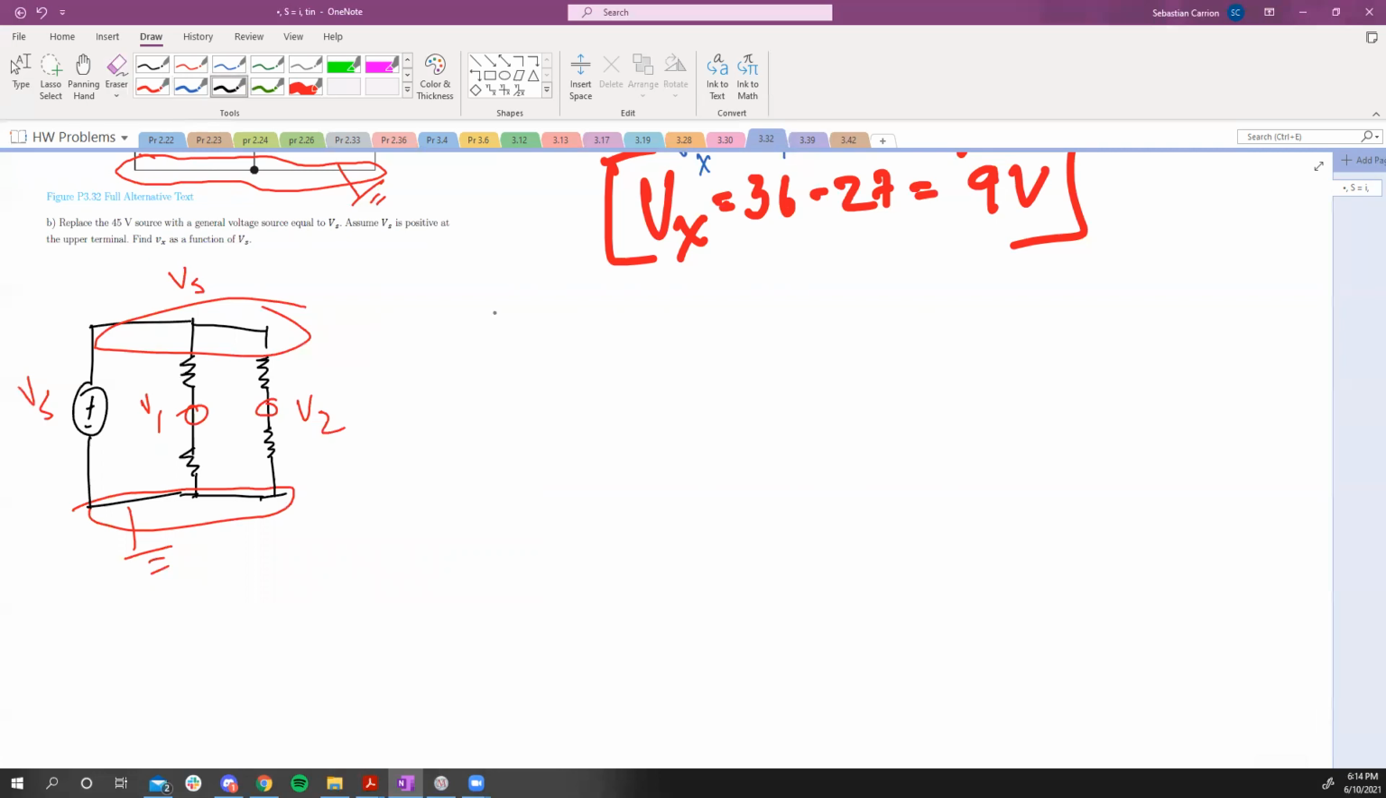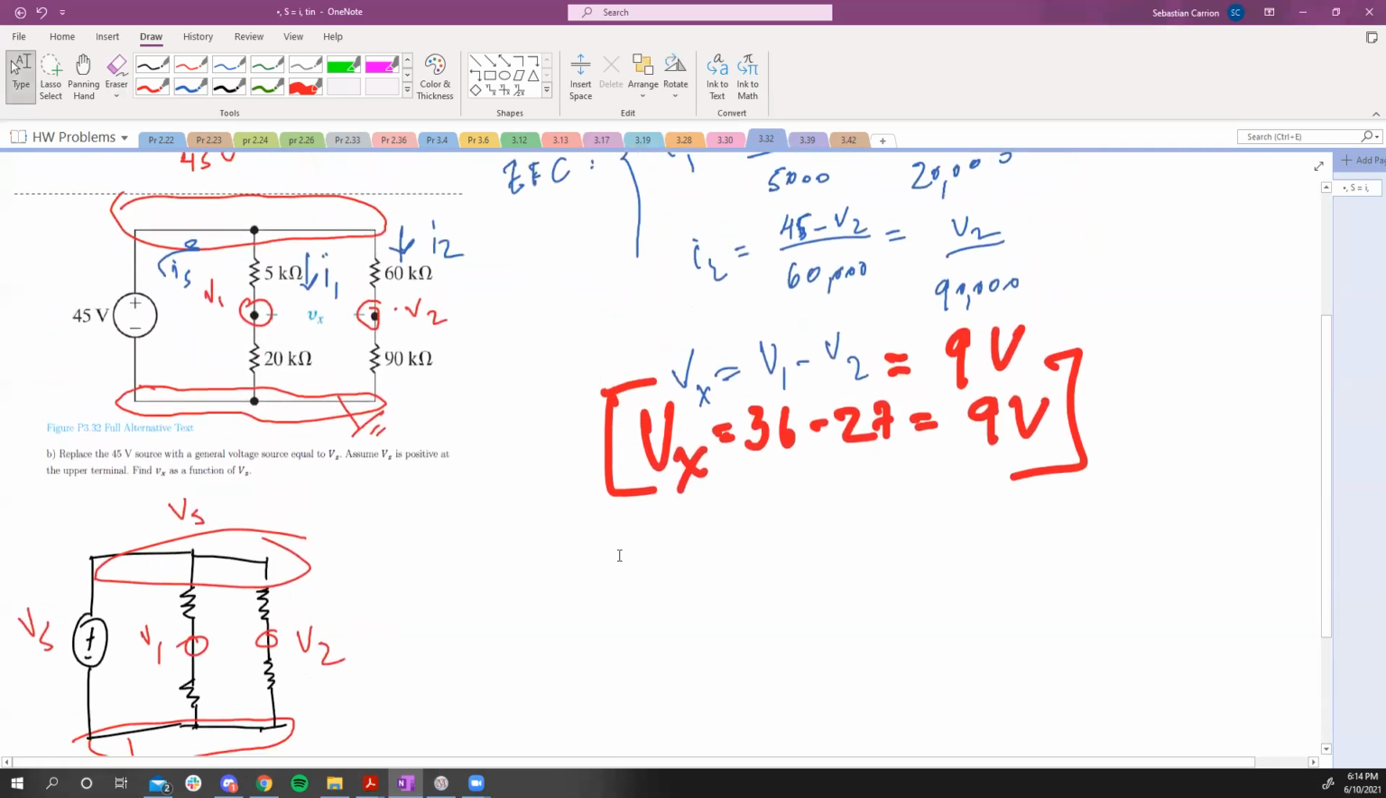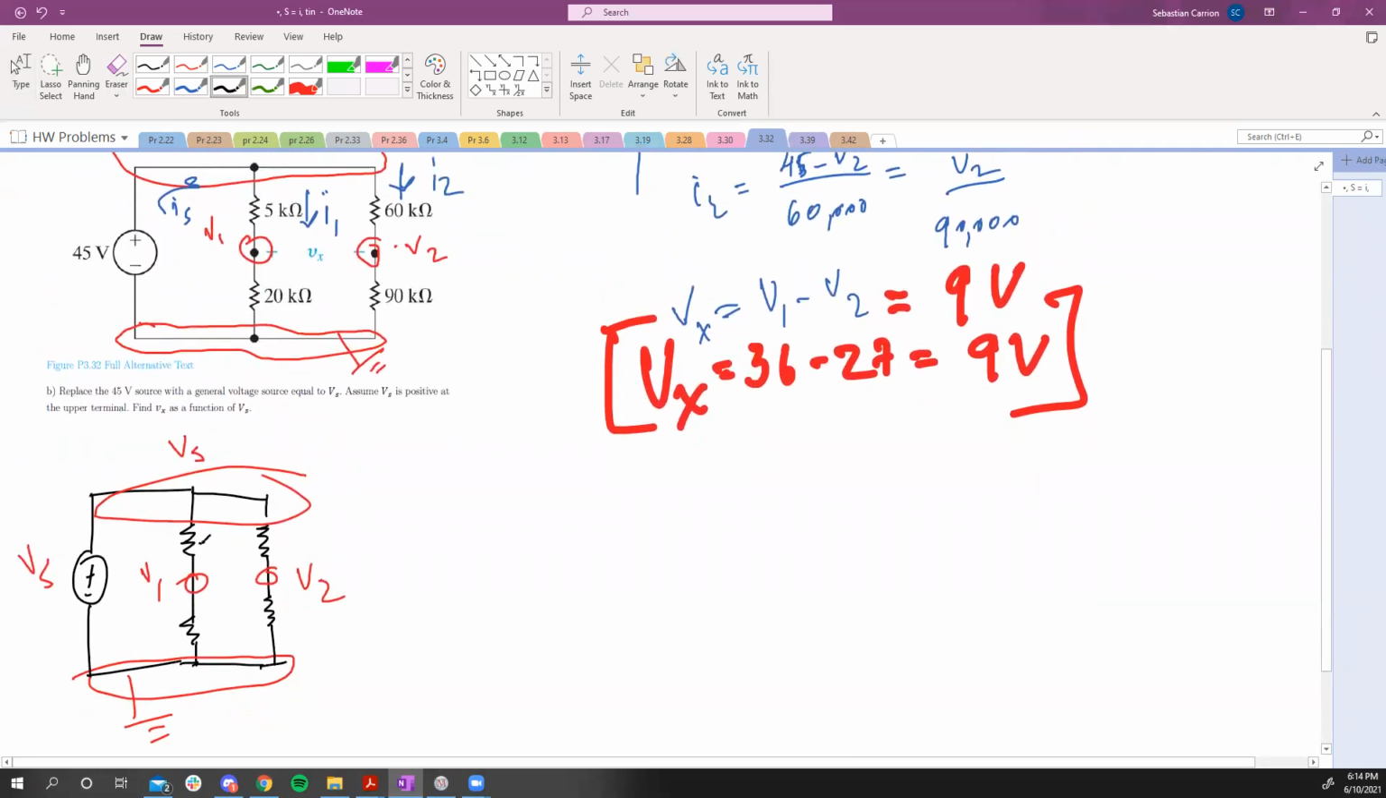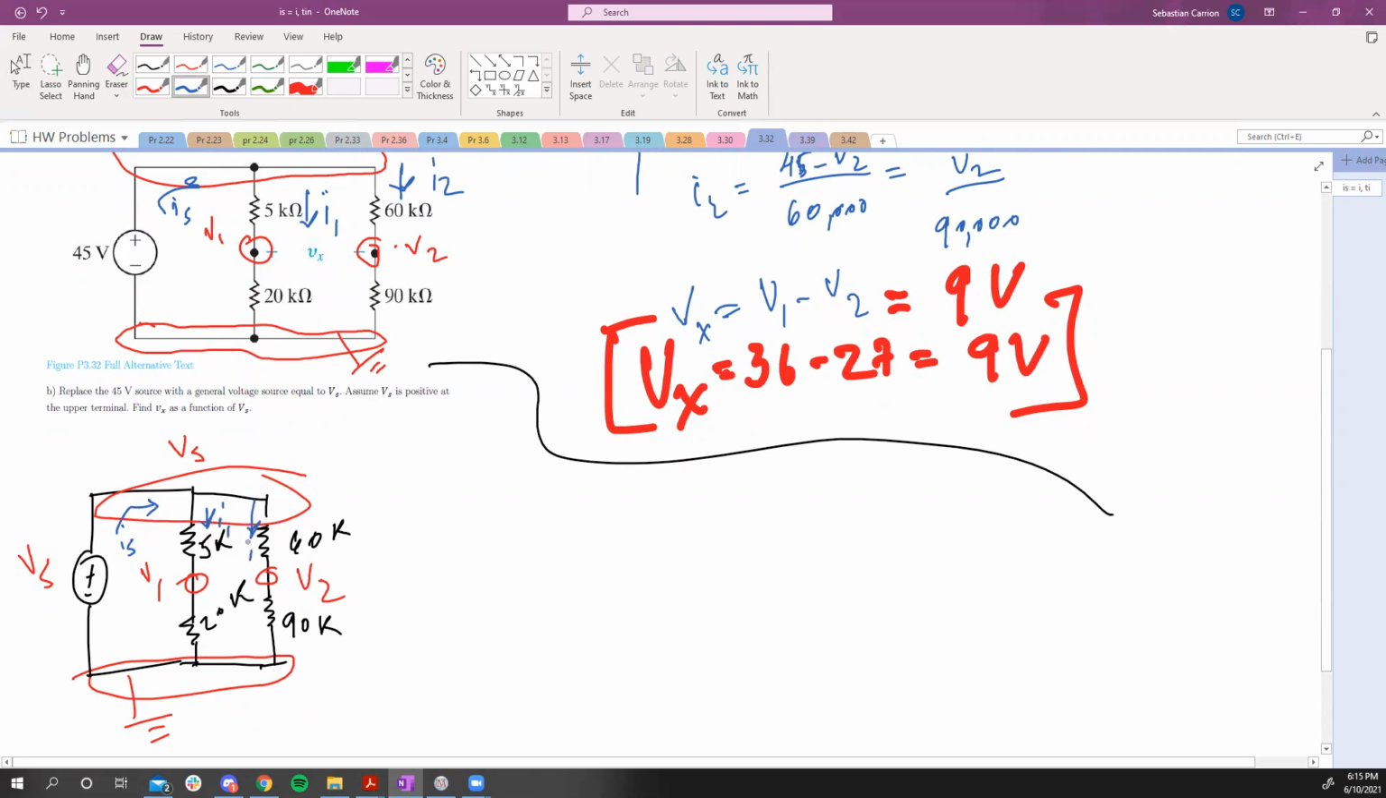Right, and then I forgot to label the resistors: 5K, 60K, 90K, and then 20K. So same here, KCL stays the same. Call this I1 coming out and I2 coming out of this node. All right, so we have our KCL.